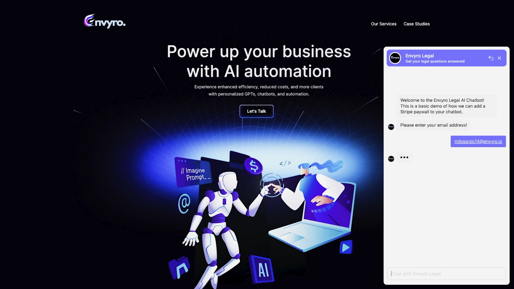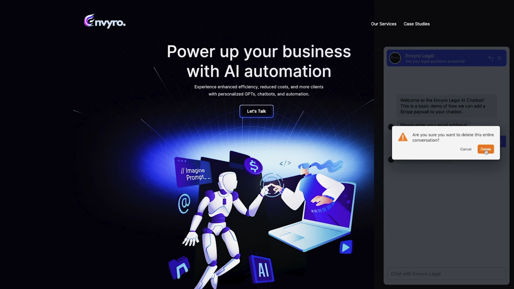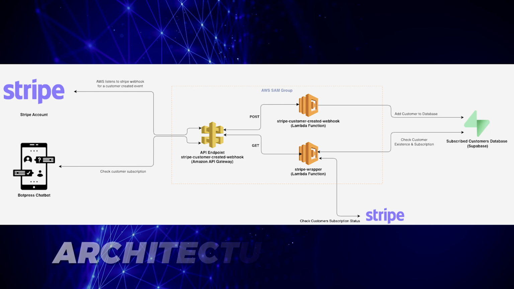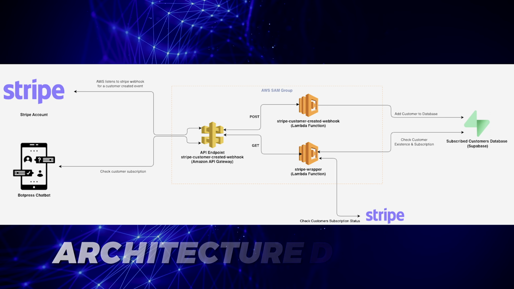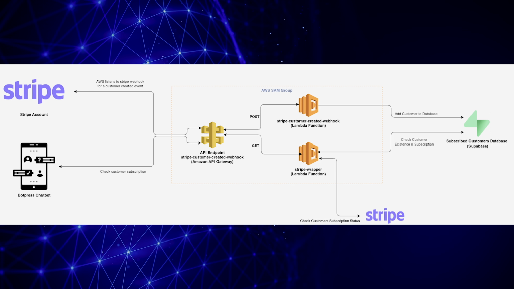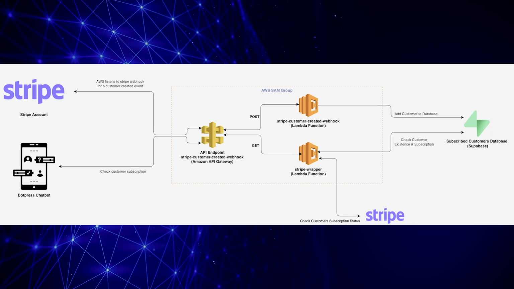And then in the background, it'll make that API call to check if we're authenticated, and we are. So you'll see we get access to asking our legal question right away. So now let's look at the actual architecture diagram for this chatbot. So you see in the bottom left there, we have the Botpress AI chatbot, whether that's web chat, Telegram, doesn't really matter.